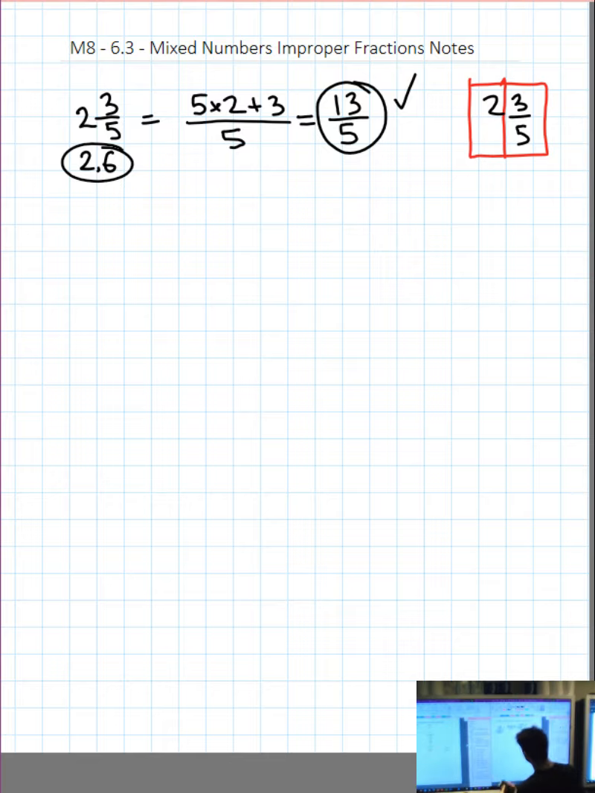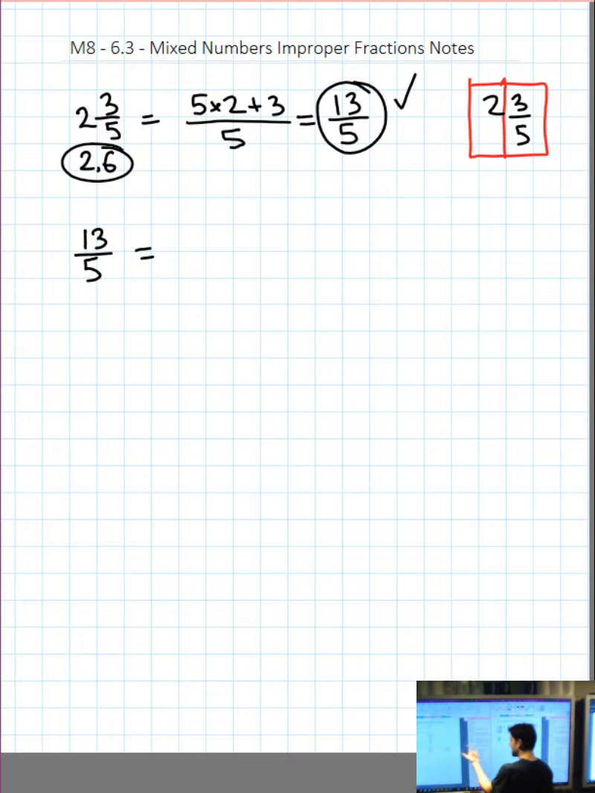Now we're going to go back in the other direction. So let's take that same improper fraction, 13 over 5. And let's follow the notes. So how many times does 5 go into 13 evenly? Bottom goes into top. How many times does 5 go into 13 evenly?